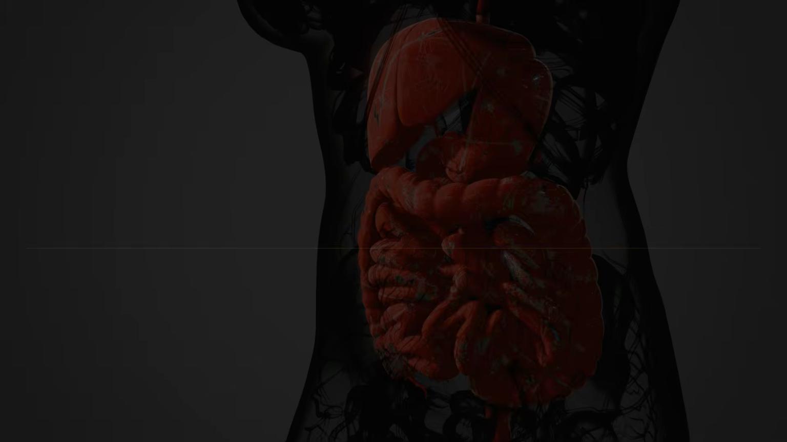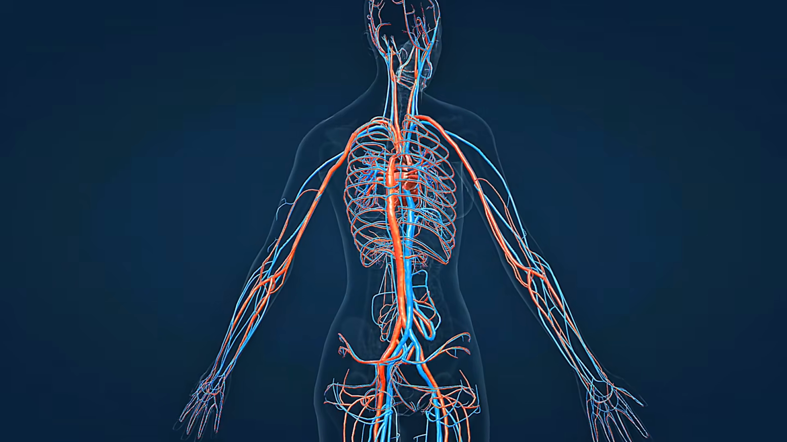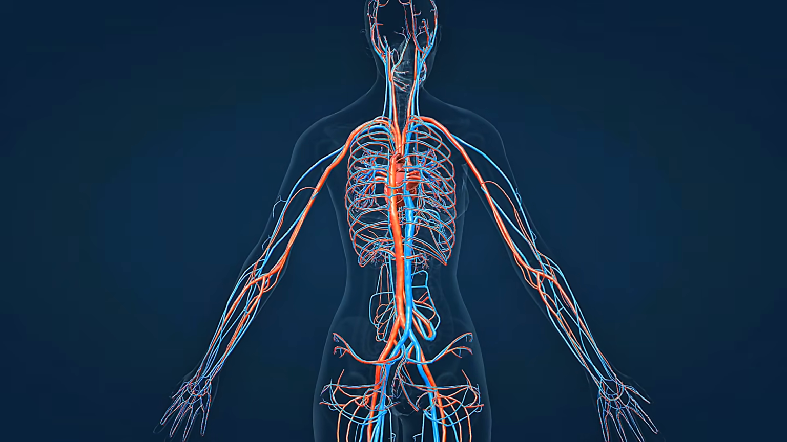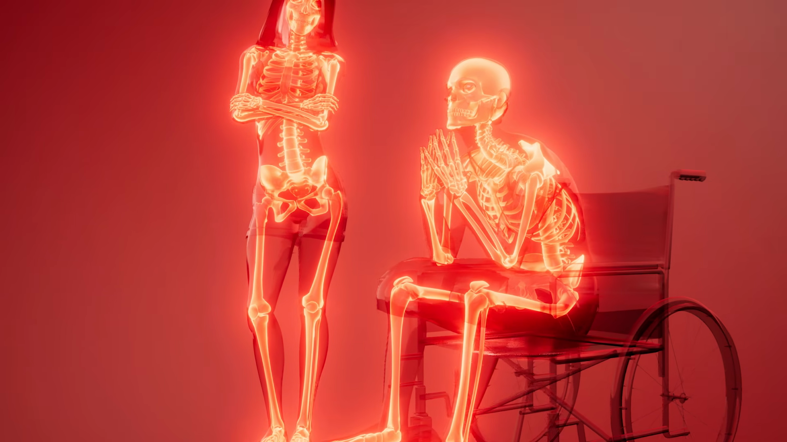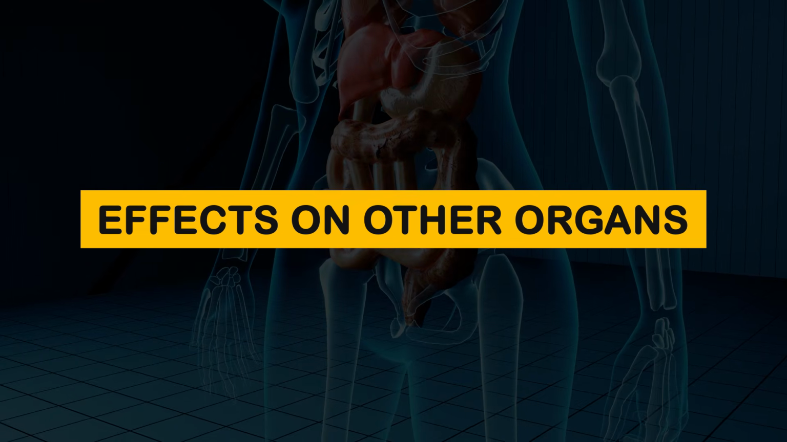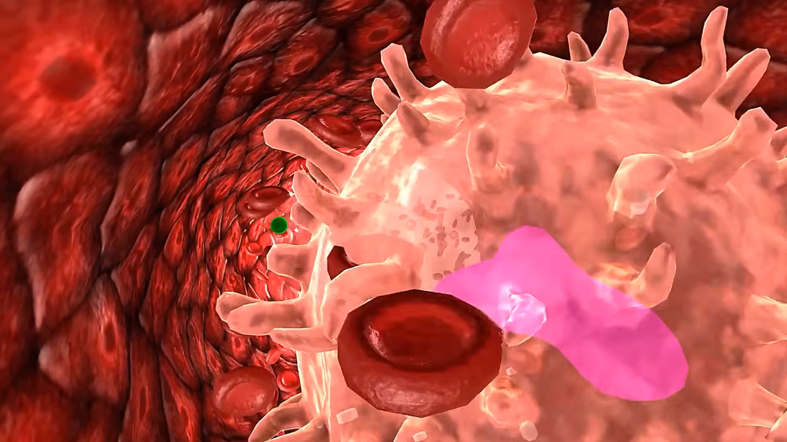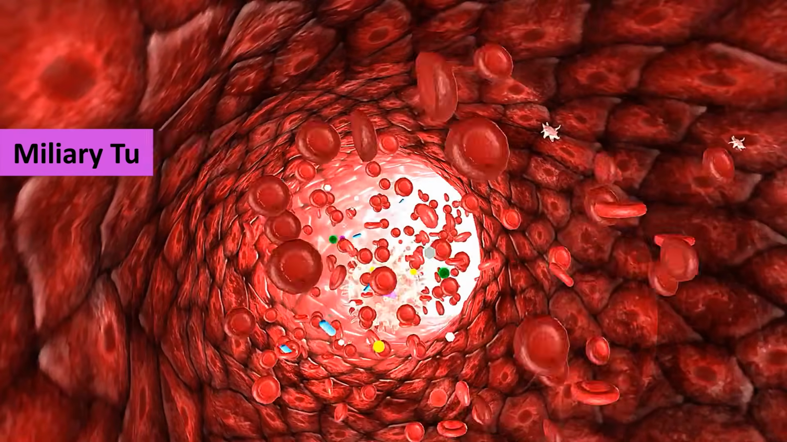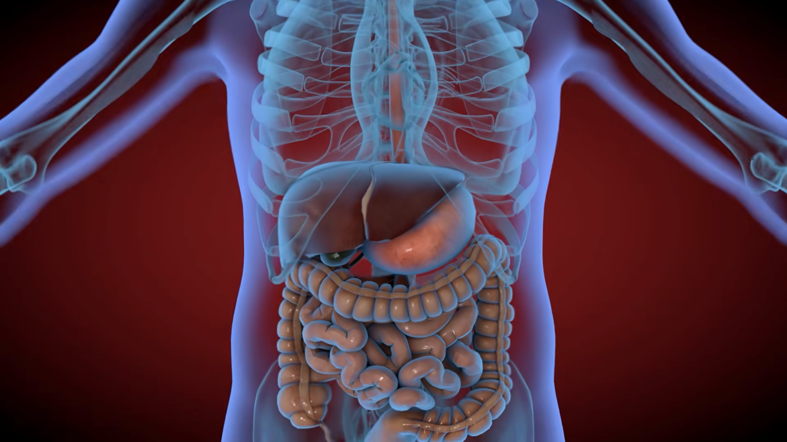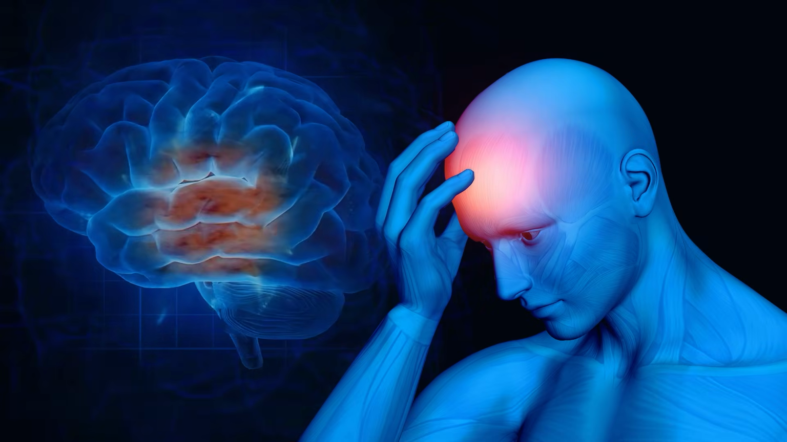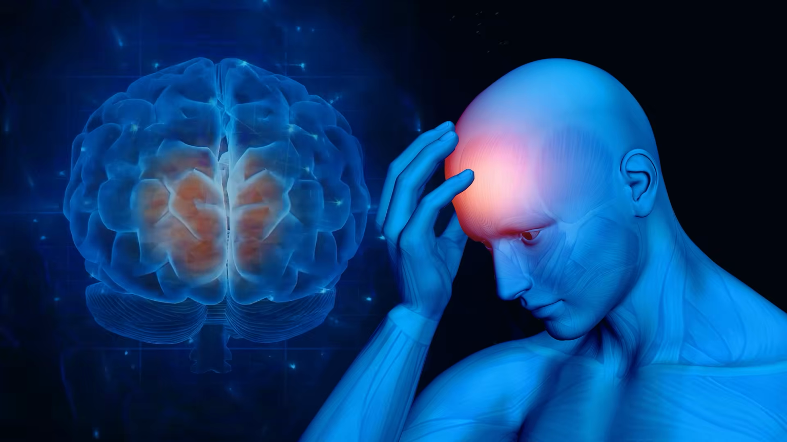vessels. Effects on the immune system. TB causes prolonged immune activation, which can lead to chronic inflammation. In HIV-positive individuals, TB accelerates disease progression. Effects on other organs. When TB spreads through the bloodstream, a condition called miliary tuberculosis, it can affect multiple organs simultaneously. This form is life-threatening and may cause organ failure. TB meningitis can cause permanent neurological damage or death if untreated.